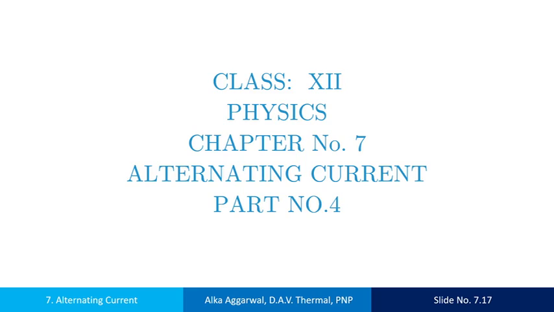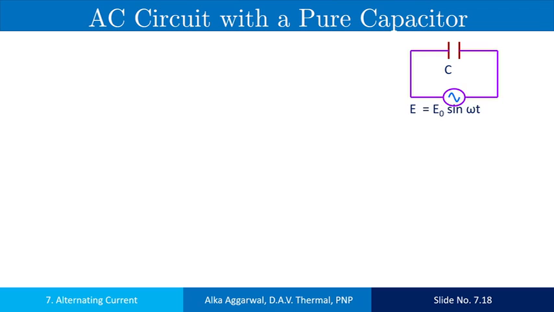Hello, in this lecture we will discuss the AC voltage applied to a capacitor. This figure shows an AC source of EMF E connected to a capacitor. It is a purely capacitive circuit. When the capacitor is connected to the AC source, it is alternately charged and discharged as the current reverses each half cycle. Let Q be the charge on the capacitor at any instant of time t.